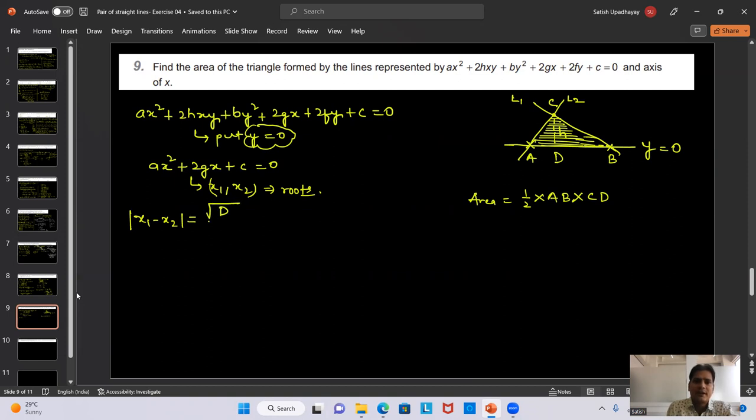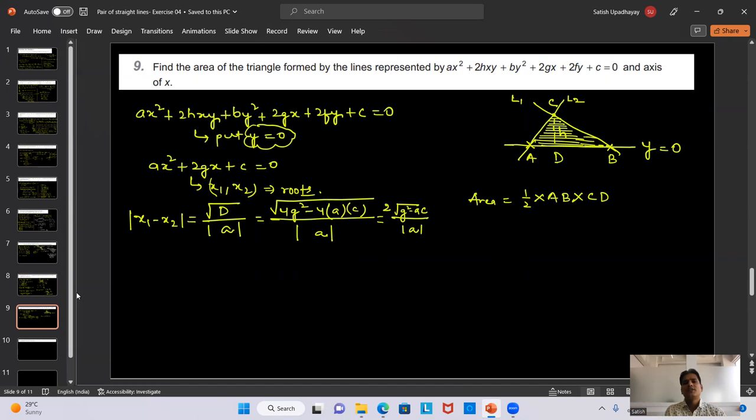This is nothing but under root of D upon 2a. So what is D? It is b square, meaning 4g square minus 4ac, under root, upon 2 times a. So that is 2 under root g square minus ac upon 2a. This 2 and 2 will get cancelled out. Only a comes in the denominator, so it will be mod of a. So 2 under root of g square minus ac upon mod of a. This is nothing but our AB length.